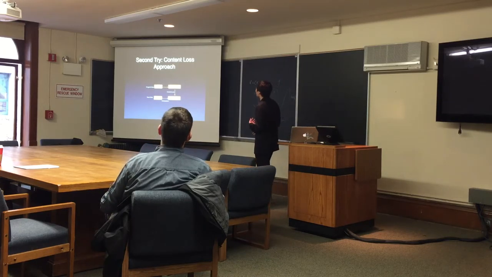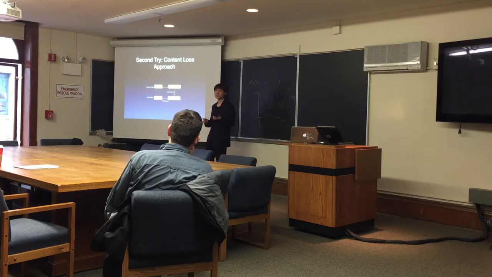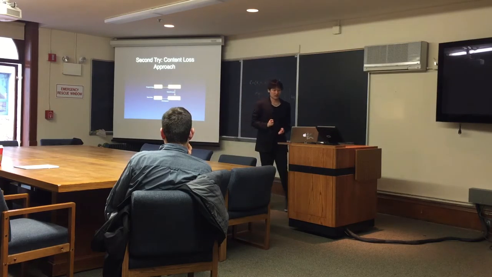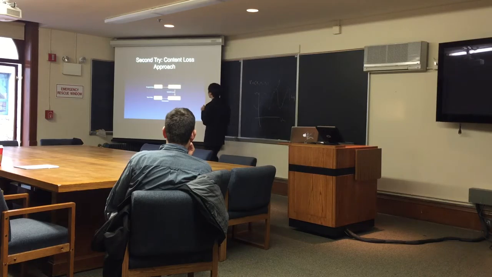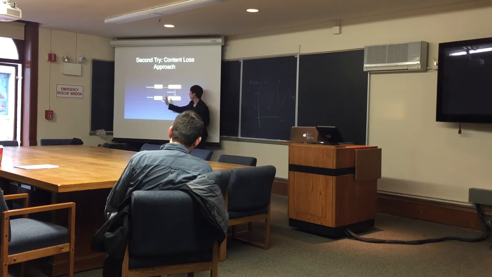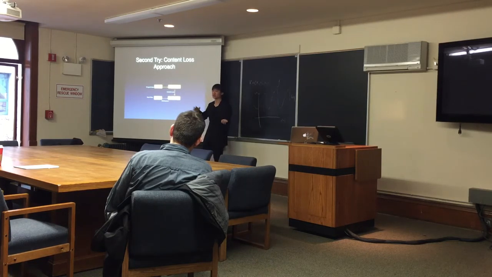So the second try I propose is content loss, almost similar to the first approach. The only difference is that I use the content loss, the activations of the second frame, and apply it to the new frame. During this optimization process, I can always save snapshots of those images. It should initially look like the first frame, but as I run the optimization process, I can generate a lot of images. So I not only generate one frame, I get the entire process of generating the second frame.